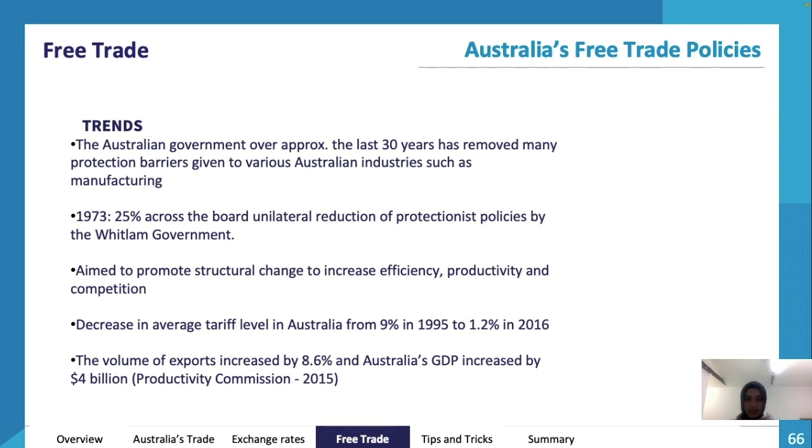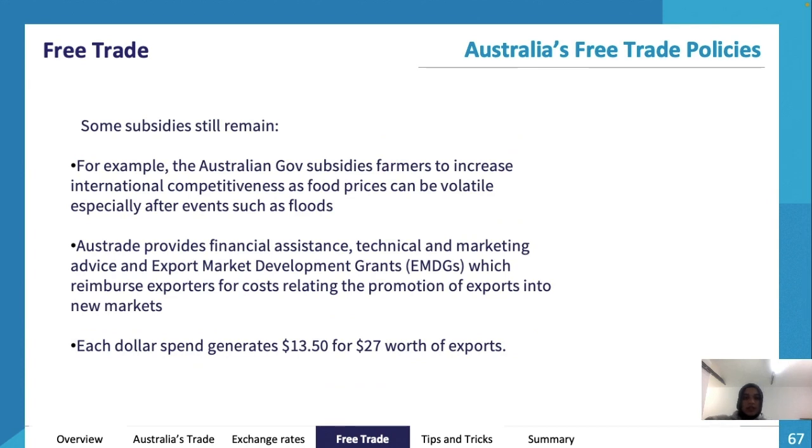So the volume of exports increased by 8.6%, and Australia's GDP increased by $4 billion as a result of that. So we can see the huge role that free trade actually plays in Australia's economy and Australia's economic success as well. In saying that, it does not necessarily mean that all protection has disappeared.